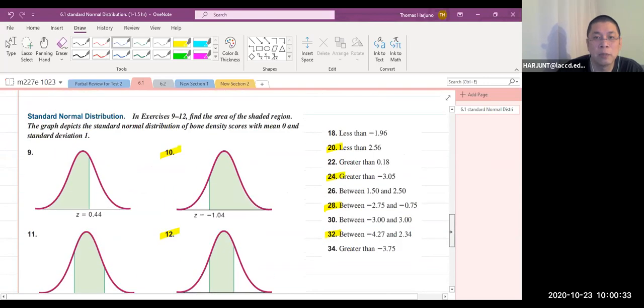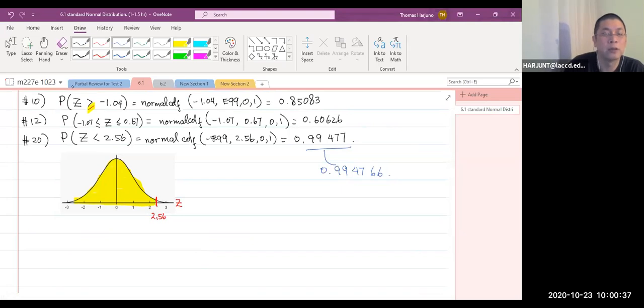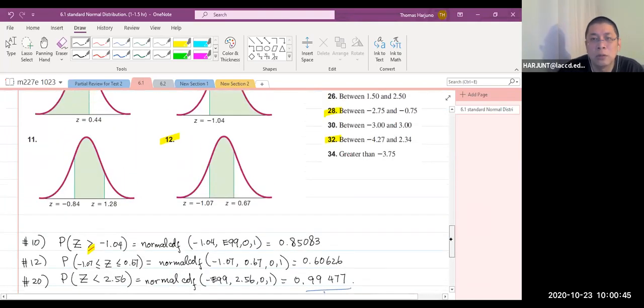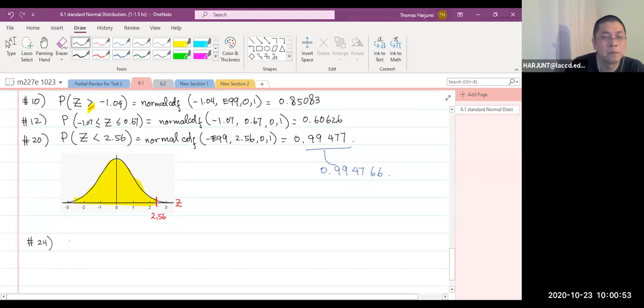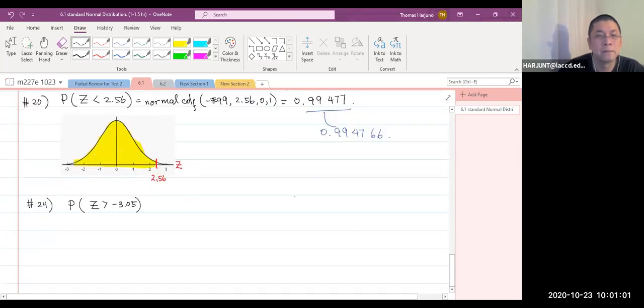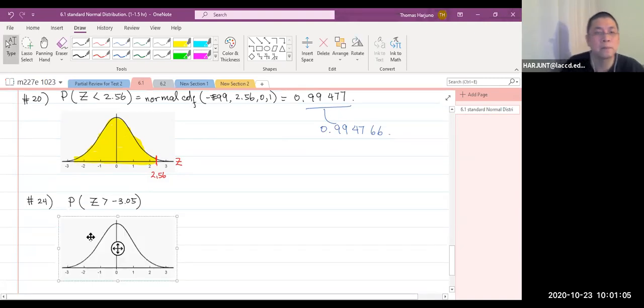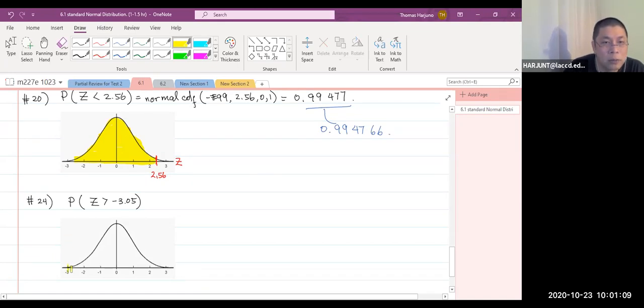For number 20. Number 24, greater than negative 3.05. Oh, is that number 20? Yeah, then number 24. That's all. Probability that Z is greater than negative 3.05. Negative 3.05. Oh, wow. So basically the whole curve, huh? But we still have some tail here. It's just so small that we don't really see.